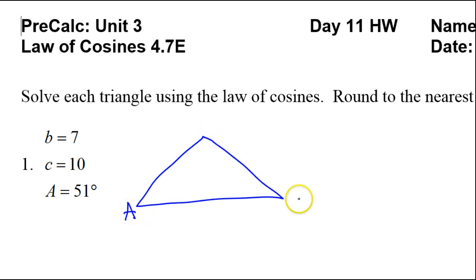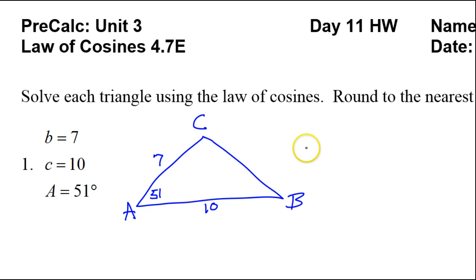Alright, so I'm going to call this A, B, and C. We're given that angle A is 51 degrees. Side B is 7, so that will go here. Side C is 10, so that's going to go here. Notice this is side-angle-side, so that's why we're going to use the law of cosines.